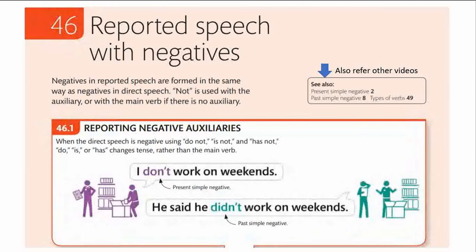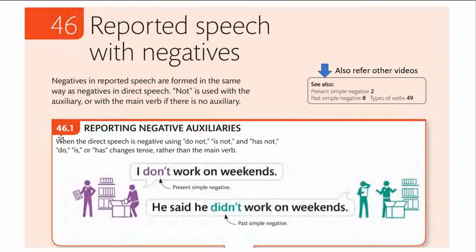Reported speech with negatives. First of all, the negatives are found with using the word not, and the word not doesn't go alone. It goes with certain auxiliaries like, for example, do, did, does, has, have, etc. So we need to understand the auxiliaries better, and over here the main verb is hardly touched. Negatives in reported speech are formed in the same way as negatives in direct speech. Not is used with the auxiliary or with the main verb if there is no auxiliary.